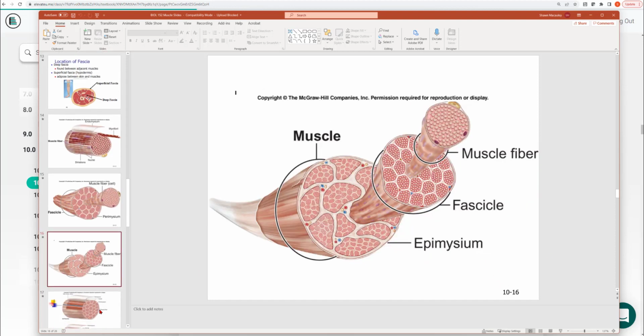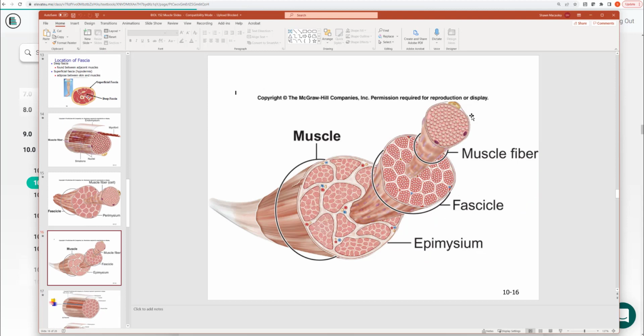And then let's zoom out one more time. So here's our muscle cell on the inside. Here is a fascicle surrounded by perimysium. Here's the entire muscle surrounded by epimysium. In addition to the epimysium, we would expect to find some of that deep fascia here. And then that would continue with the tendon back here.